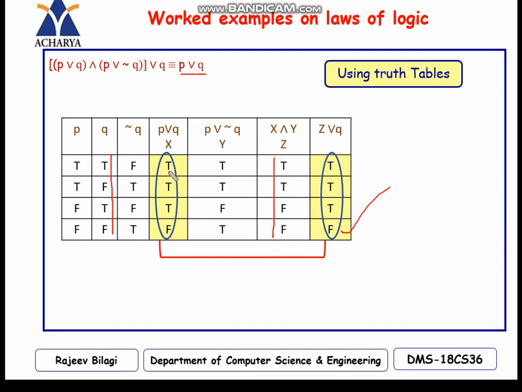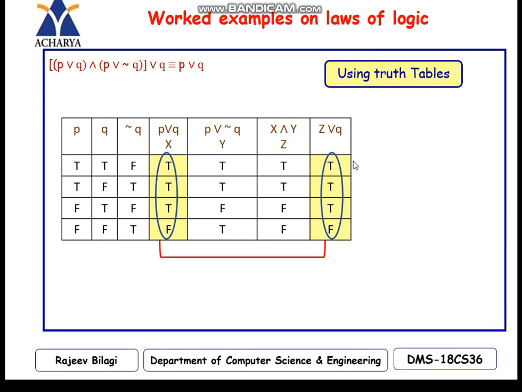If you perform the biconditional operator on these two, you should get a tautology, that is T, T, T, T, T, T, F and F. Both are the same, so the biconditional of this and this gives only tautology.